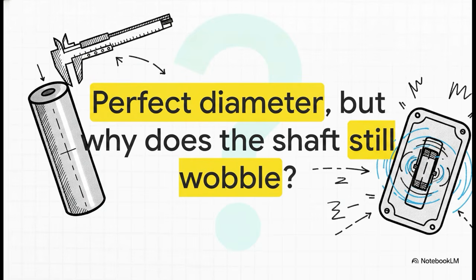Listen, picture this scenario. You've got a newly machined shaft right off the lathe. You take out your calipers, you measure the diameter at multiple points, and boom, it is absolutely perfect, dead center of your size tolerance. But then, you assemble it into your motor, turn the power on, and the thing violently wobbles, literally causing the whole machine to vibrate. What on earth went wrong? We have a perfectly sized diameter, but a completely failing part.